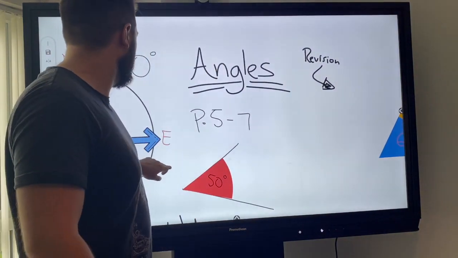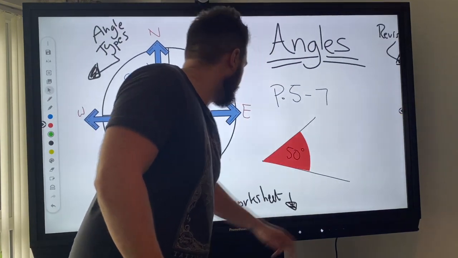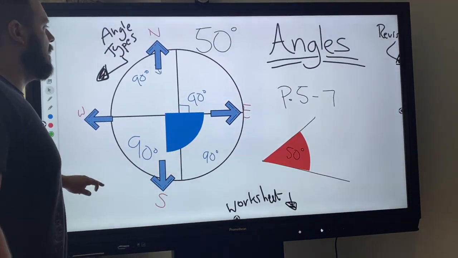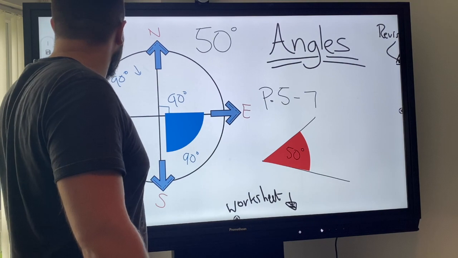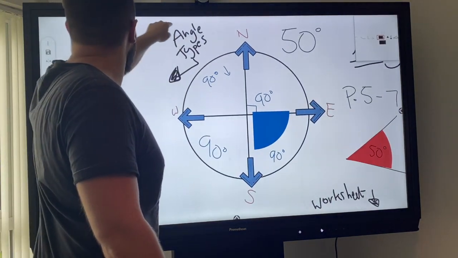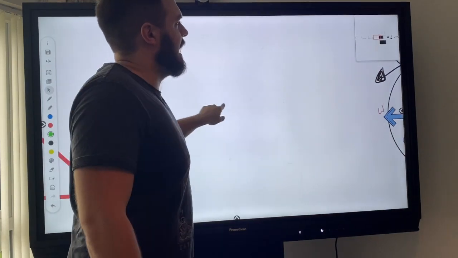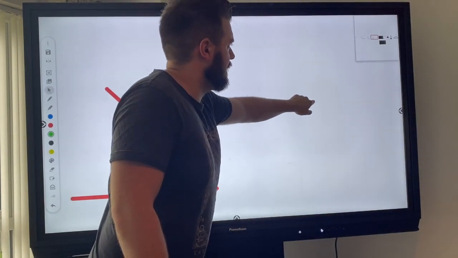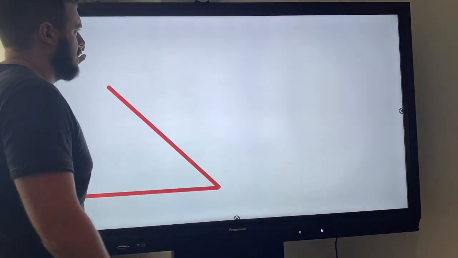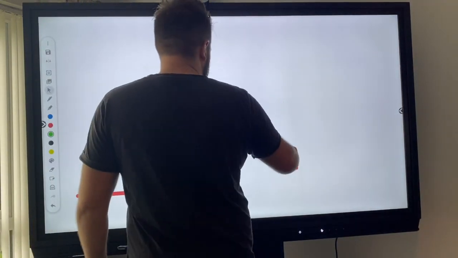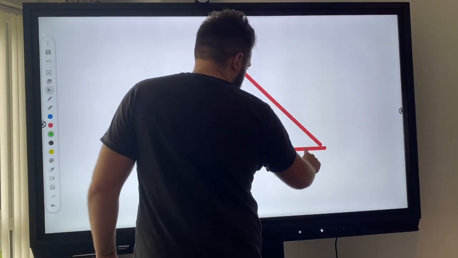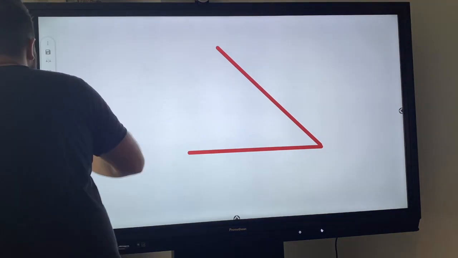Okay, all right. Let's come across here. So, we could look more at angle types, and we have looked a little bit on that before. We're going to look at different angles that are in a circle. Okay, so what I'm going to come across here. This is an angle that I've made. Now there are four different types.